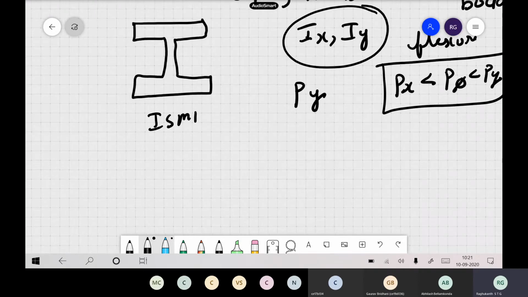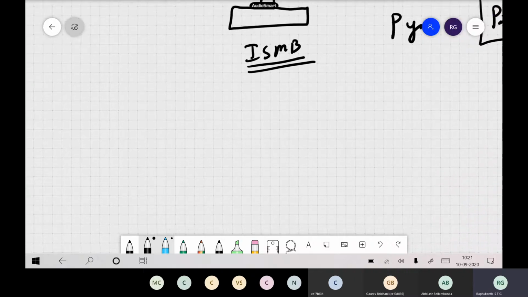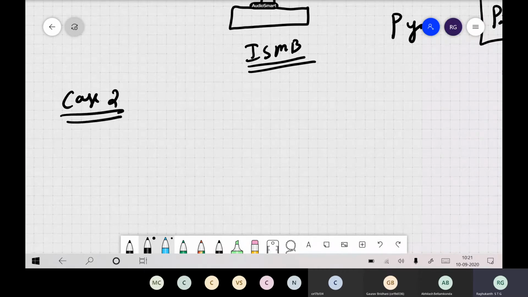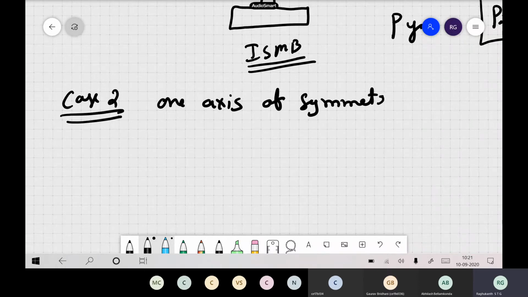So you can try ISMB 300, the 300 mm depth, and you can find out how these buckling modes look. So these were doubly symmetric. Now let us see case 2, one axis of symmetry. So only one axis has a symmetry.